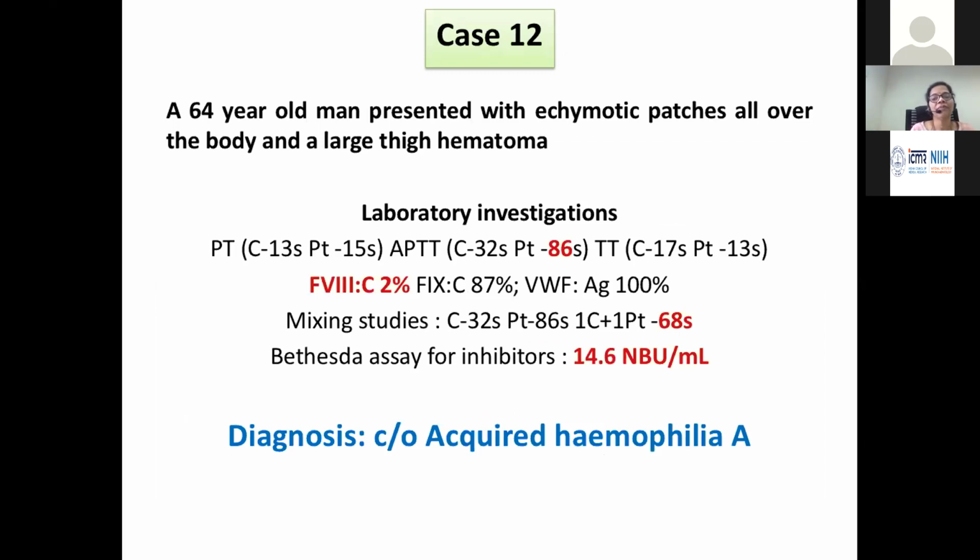Now, this is a 64-year-old man with ecchymotic patches, all of a sudden with hematoma, a classical clinical manifestation of acquired hemophilia. Whenever you see an age-related and sudden manifestation, your suspicion should be acquired hemophilia. And the same thing is being seen here. Rest of the factors normal. It is factor 8, 2%, and the mixing study is not getting corrected at 0R itself. Bethesda assay is showing 14.6. Generally, the Bethesdas are not very accurate because you don't get linearity with the acquired type 2 type of inhibitors.